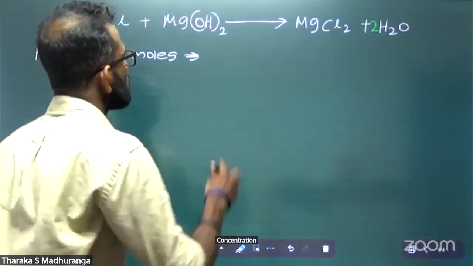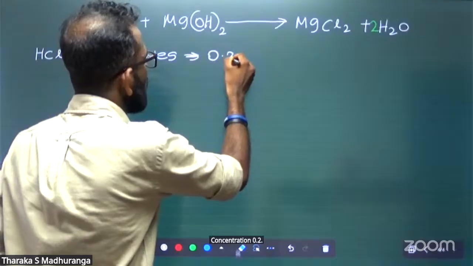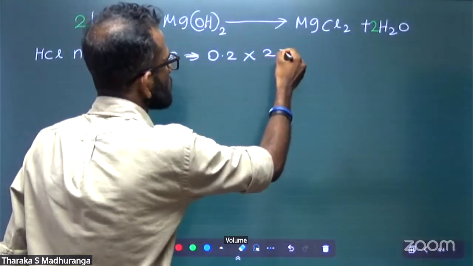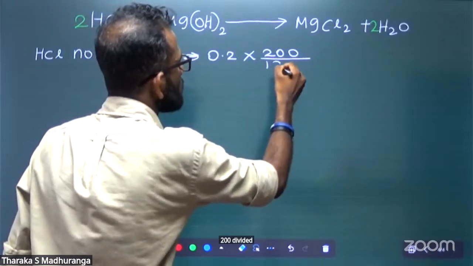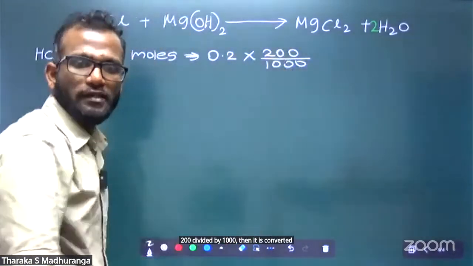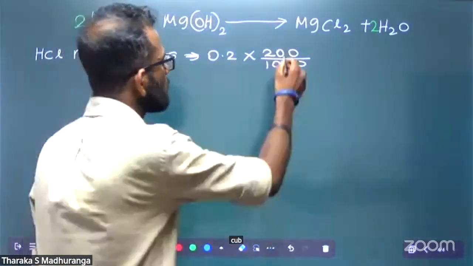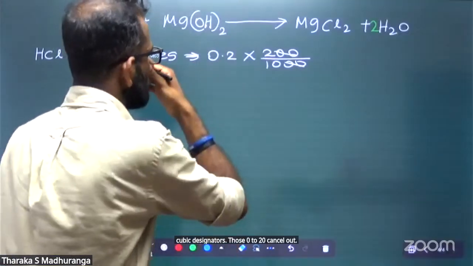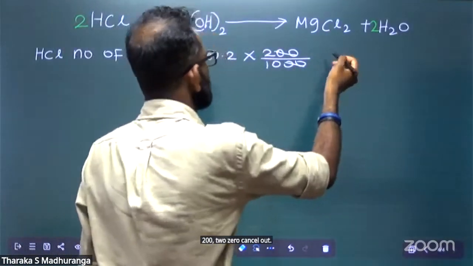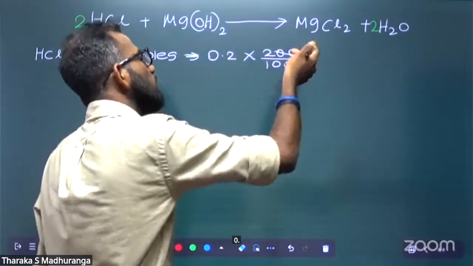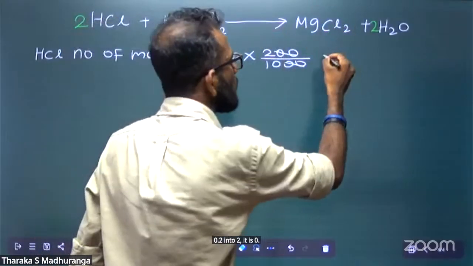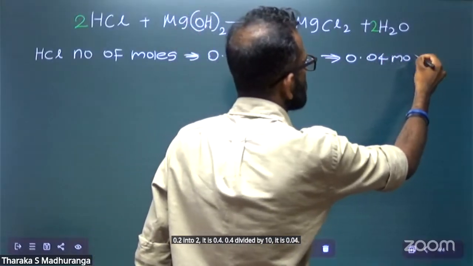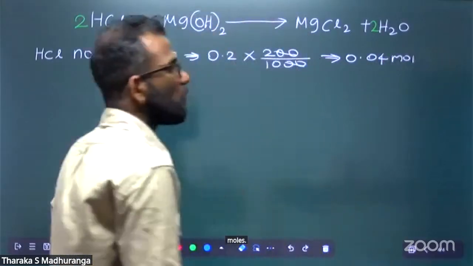Concentration 0.2. I'm not going to write the equations now. Volume 200, 200 divided by 1000, it is converted into cubic decimeters. 20 and 20 cancel out. 0.2 into 2, it is 0.4. 0.4 divided by 10, it is 0.04 moles.